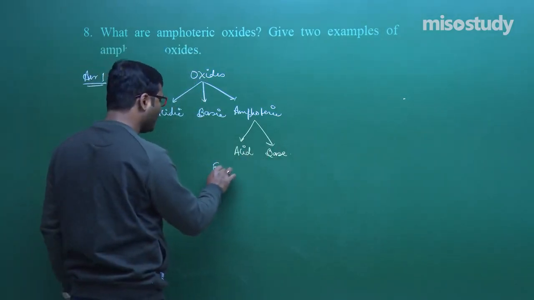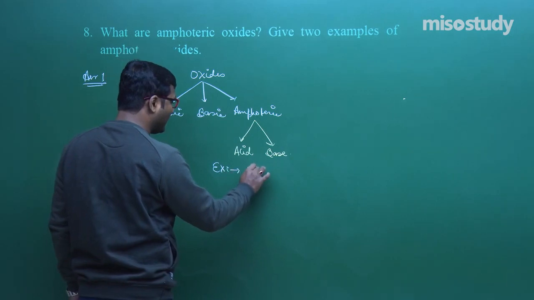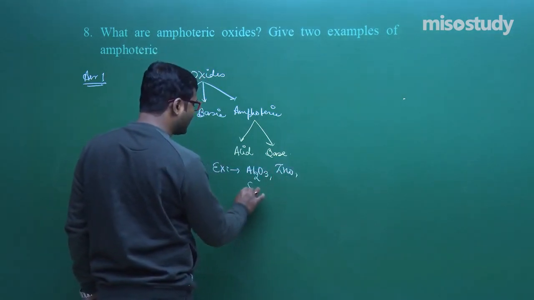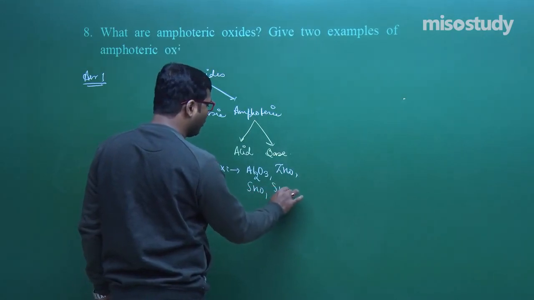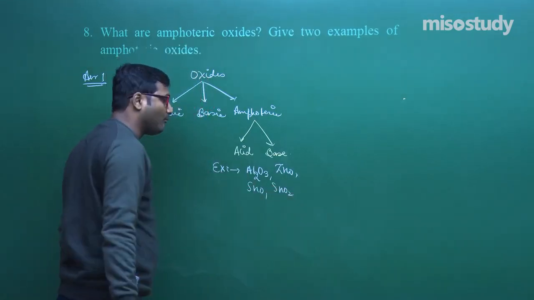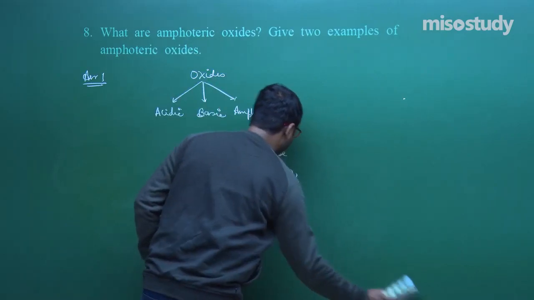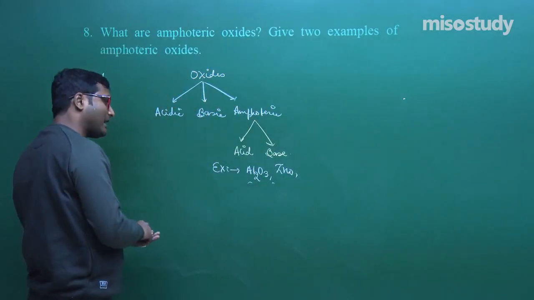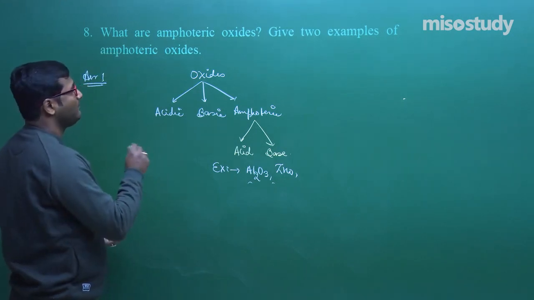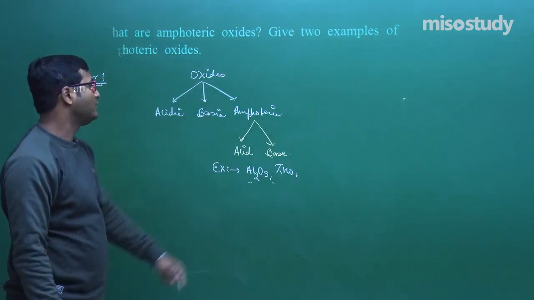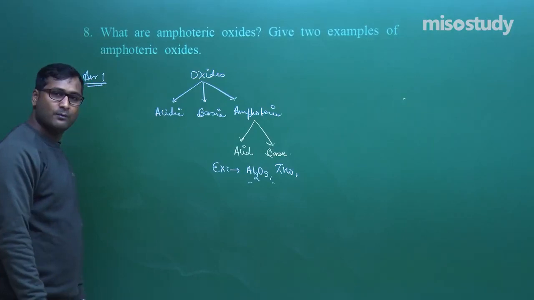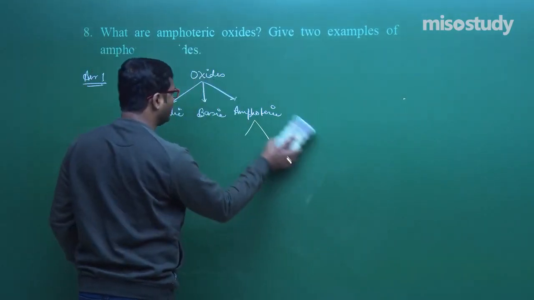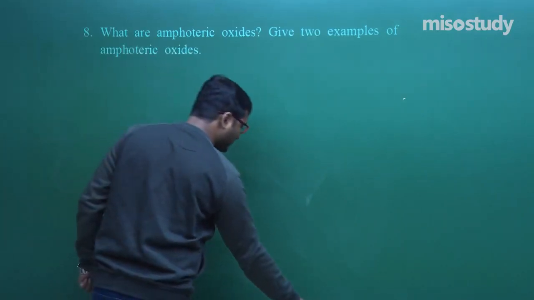For example, do you remember? Al2O3, ZnO, SnO, SnO2, these all are amphoteric oxides. Take 2 examples, that is Al2O3 and ZnO. They can react with acid as well as base. Clear, my friend? Yes. Now I'm going to rub this part and we'll discuss the next segment.